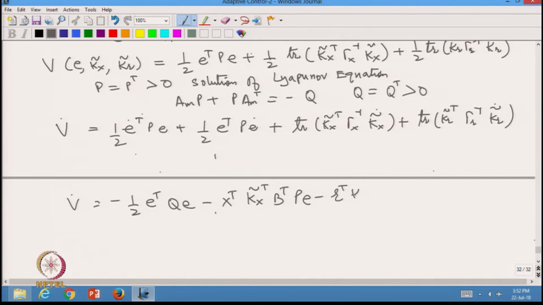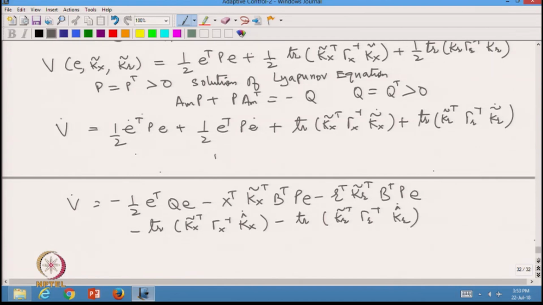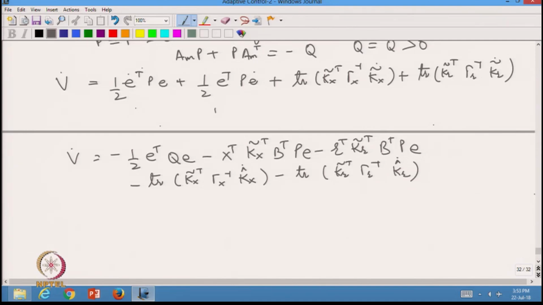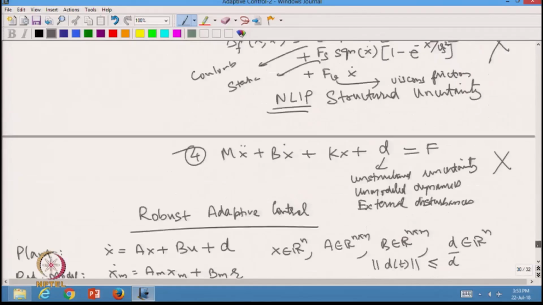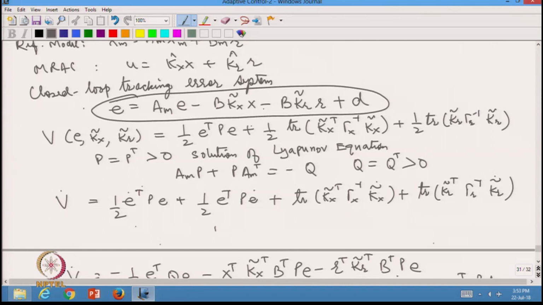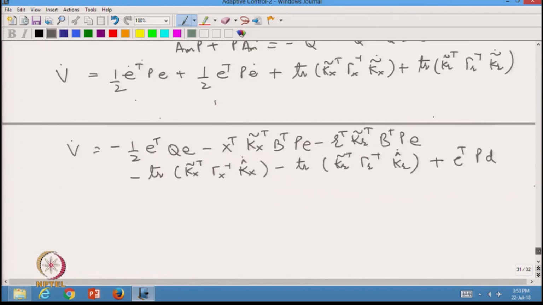You can go back to the notes and check if we get the same expression, minus trace of K_x tilde transpose Gamma_x inverse K_x hat dot minus trace of K_r tilde transpose. This is what we had obtained last time, but there is an additional term this time, which is plus E transpose P D. When we substitute for the error dynamics here, we see that there is this term D in the error system, and that shows up here in the Lyapunov function derivative.